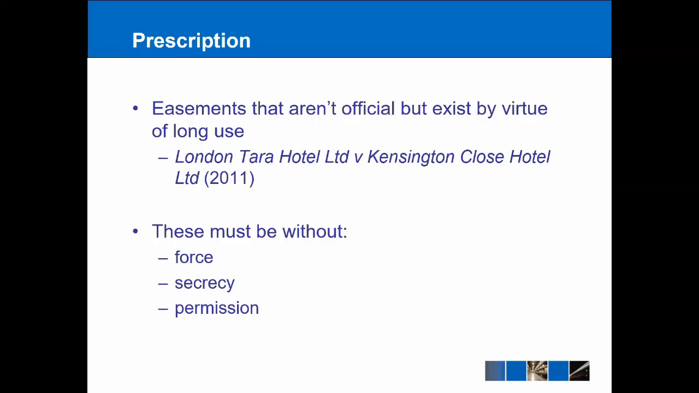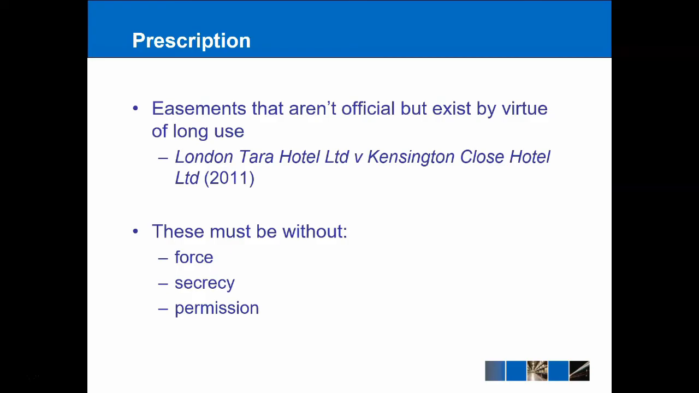Now, it got to a certain point where the hotel that owned the road tried to enforce their ownership and prevent use of the right-of-way. But what the courts essentially said was that this right-of-way had existed for such a long period of time that it basically became crystallised into an easement. Now, these easements by prescription, they have to be without force, without secrecy, and without permission as well.